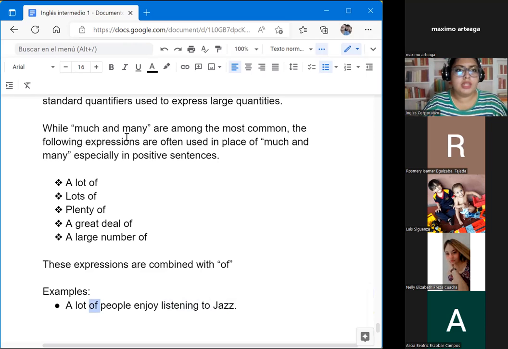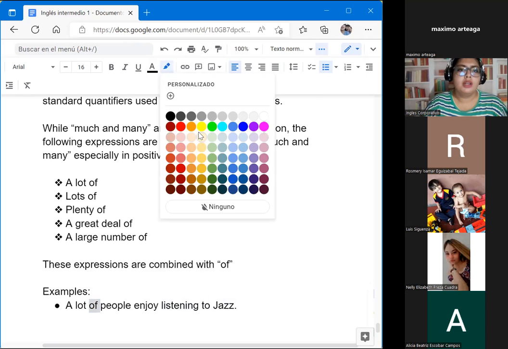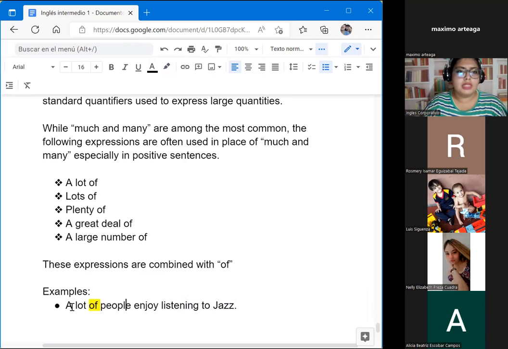That is the combination. In this case, we are going to use "of", the expression that we have at the end of those expressions. So it's a combination of this expression and "of" to complete the sentence. In this case, it's replacing "many". For example, many people enjoy listening to jazz. Muchas personas disfrutan escuchar jazz. And in this case, a lot of people, muchas personas, disfrutan escuchar jazz.